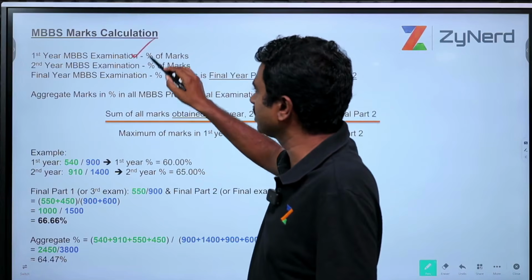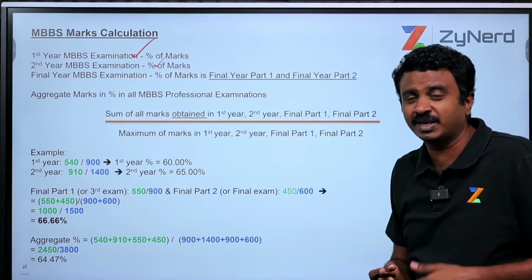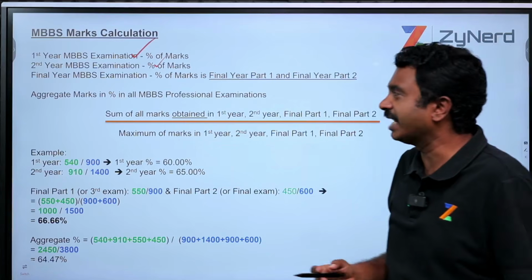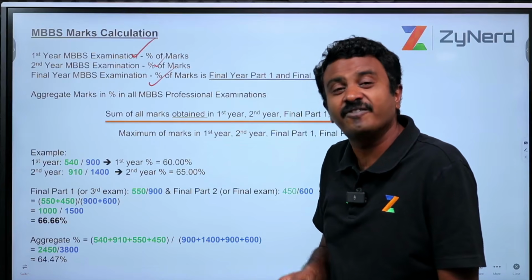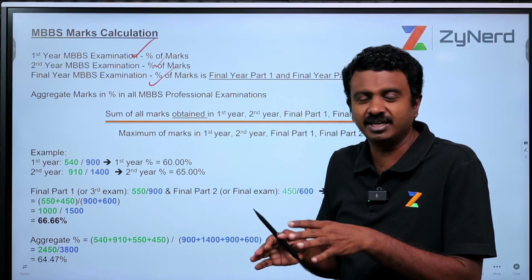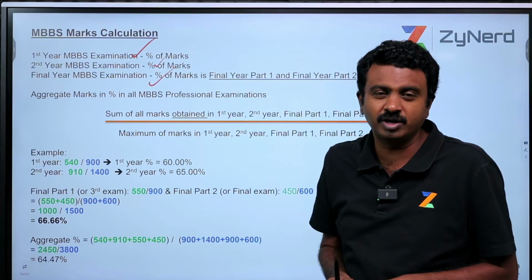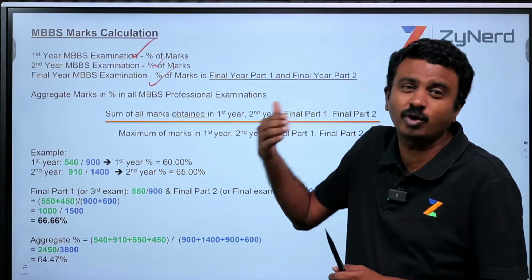First year MBBS examination, we have percentage of marks. Second year MBBS examination, percentage of marks. Pretty straightforward. You will calculate. We know that. Final year MBBS examination is cast. Final year would include the third exam that you took, third year or final part 1, whatever you call it. And the last examination that you took, which is usually called final part 2 or final examination.